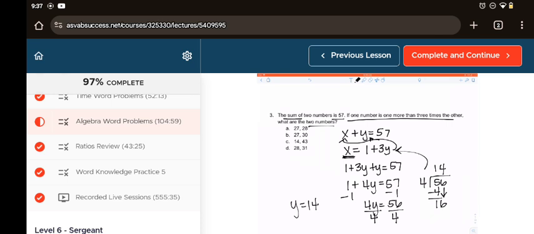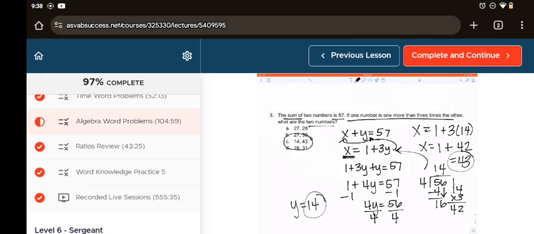So we have to come back over here, okay? And we have to say x equals 1 plus 3 times y. And y is 14. Well, 14 times 3, 3 times 4 is 12, carry the 1. 3 times 1 is 3, plus 1 is 4. 1 plus 42, which is 43. So 43 and 14, guess what? Our answer is C.